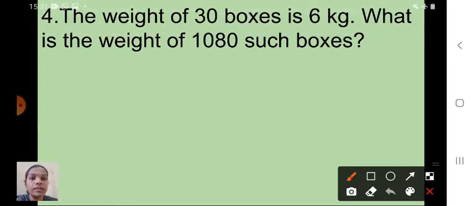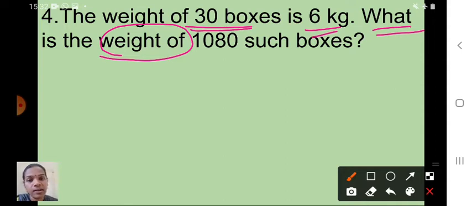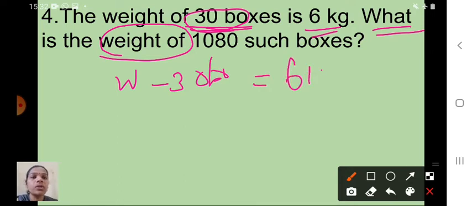So first you have to read the question here. What exactly you have to find? What is the weight? Weight we have to find. So this weight you have to write on the right hand side. Okay. So left hand side, this 30 boxes, number of boxes you have to write on the left hand side. So you have to write the statement. You have to start the statement with these 30 boxes. Okay. So how you have to write? Weight of 30 boxes. Yes, weight of 30 boxes is equal to 6 kilogram.